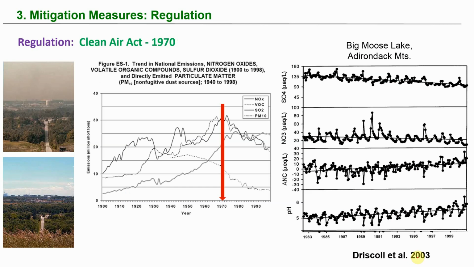In addition, we've had the Clean Air Act in 1970. The Clean Air Act massively restricted the abilities of industry to put particulate matter, nitrogen, sulfur, and volatile organic carbons into the atmosphere. So on this figure here, we have the x-axis on the bottom that shows us time. On the y-axis, we have emissions in terms of millions of short tons. This was when the Clean Air Act was invoked.